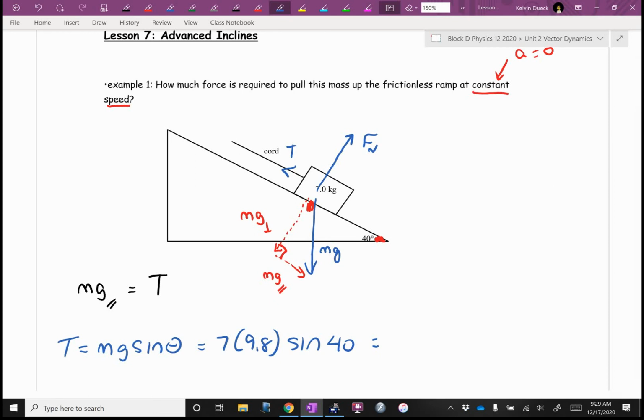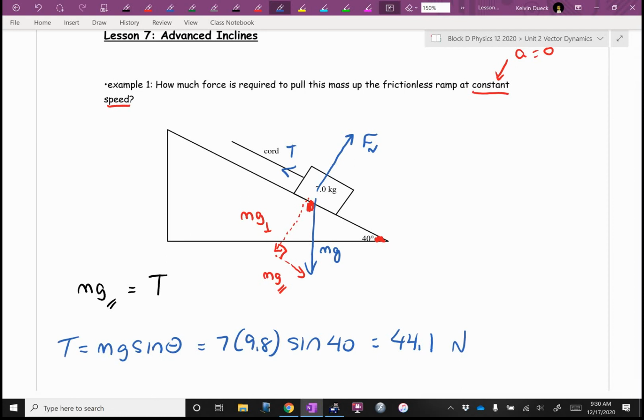What do you get? 44.1. Anybody else? Yeah. Units? Okay. B. Now we're going to add friction. Okay. I'm just going to use the same free body diagram. I'm just going to add friction in.